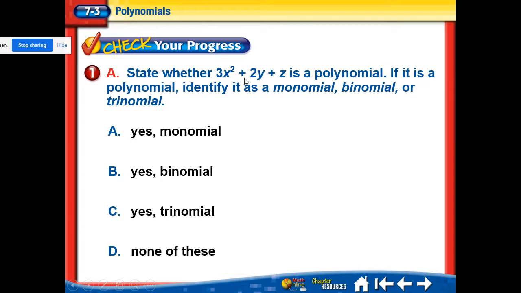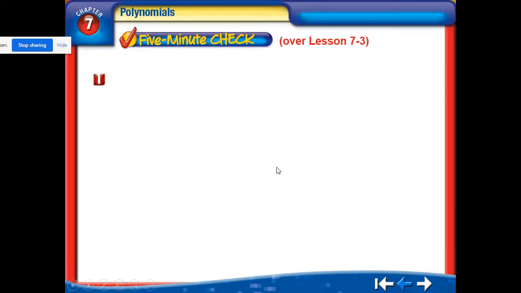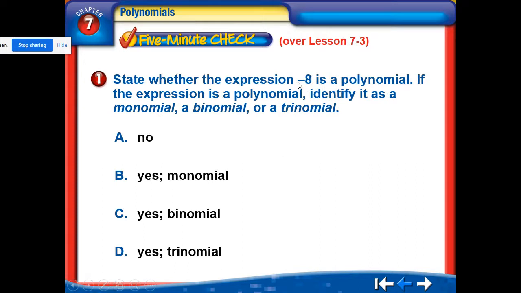So let's look at this. No dividing, no negative exponents, no square roots, so that's good. So it is a polynomial. Now, is it a monomial, binomial, or trinomial? Again, we separate it at pluses or minuses. We got three terms, so it is most assuredly a trinomial. This one, -8. Just one term. There's no pluses or minuses. That's a monomial.